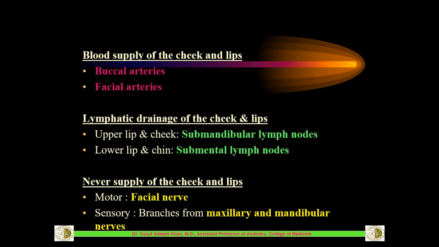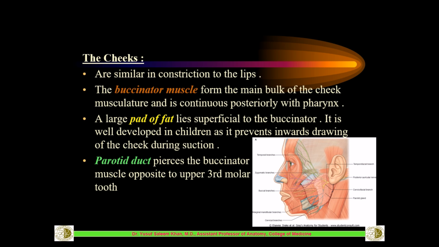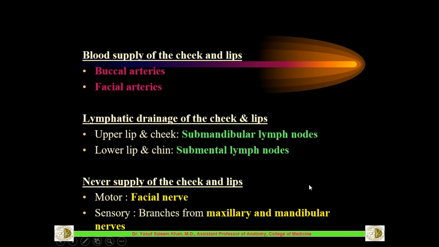Now coming to the blood supply of the cheek and the lip, it is mainly by the buccal arteries and the facial arteries. Later I will try to show you the facial artery. It is not shown in this picture. Later we will see the facial artery, and these are the two arteries which will be supplying the cheek and the lip, the buccal arteries as well as the facial arteries.